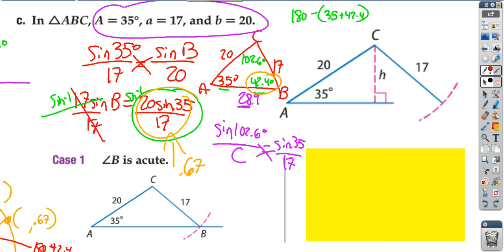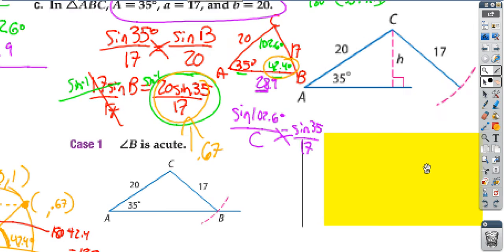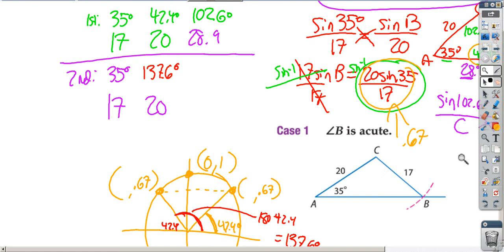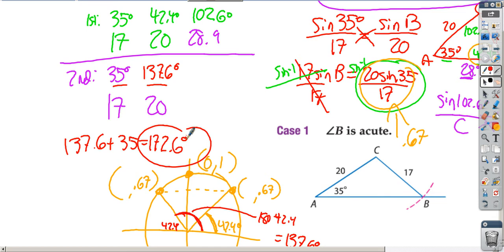On this example, though, if we add 137.6 to 135, we're not going to go past 180. Okay, we actually get 172.6 degrees. That means we still have leftover room for this third angle. This third angle, we could get it by 180 minus that, and that gives us 7.4 degrees.